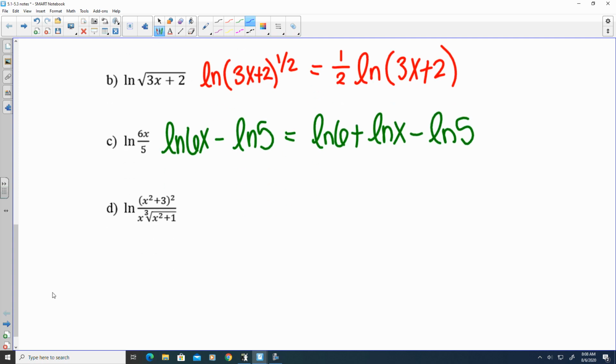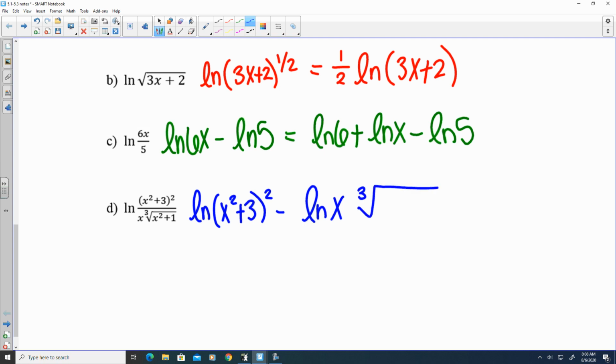Okay, letter D's got a lot more going on. What is a good starting place? Again, I always start where I see that bar. I think, okay, I'm just going to split it up with subtraction, and then we can work on each individual term after that. So I'm not going to change anything except for splitting up the fraction into two separate subtracted natural log terms. And that is the cubed root. I know it looks like x cubed, but that 3 is above the root, so that is the cubed root of x squared plus 1.